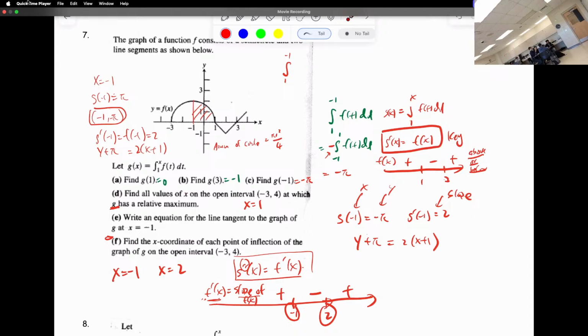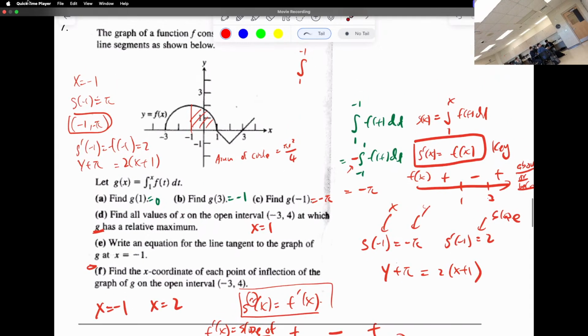So it's not relative. Relative means you have to go up or down. It has to go from positive to negative. For absolute, you actually ask for the maximum values, the absolute max, the highest in the interval. All right, so let's go through this.